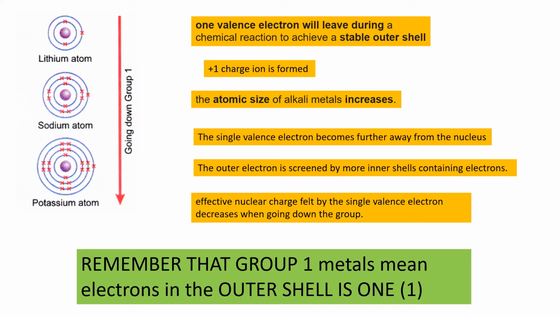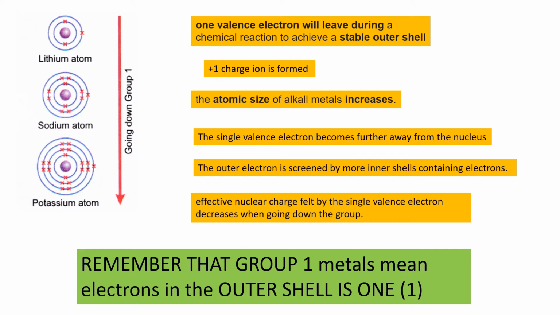Let's carry on reading. The single valence electron becomes further away from the nucleus. Now, as you increase the number of electrons, you increase the number of protons, the electrons get further away from the nucleus, and as it gets further away from the nucleus, the attraction between the nucleus and the electron gets weaker. So that's partly the reason why it becomes further away from the nucleus.